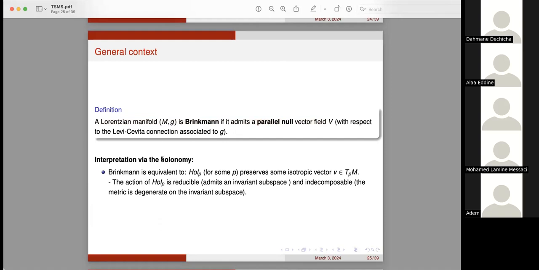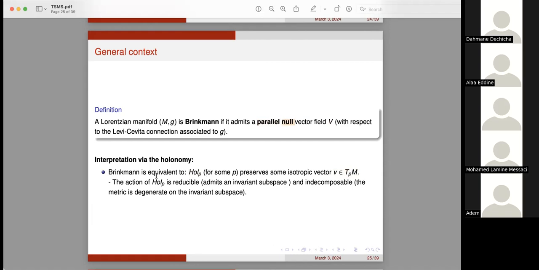The interpretation via the holonomy is that the holonomy group at some point preserves some isotropic vector. So in the tangent space, if I have this V, which is preserved by the holonomy group, I parallel translate V everywhere. I have a well-defined vector field, which is by definition parallel, and which is isotropic. And these spaces belong to what we call spaces with special holonomy.